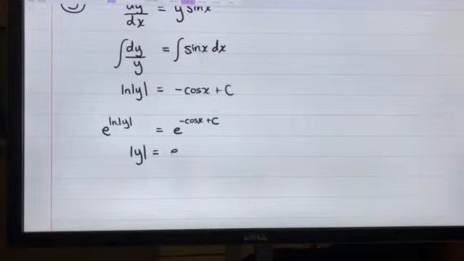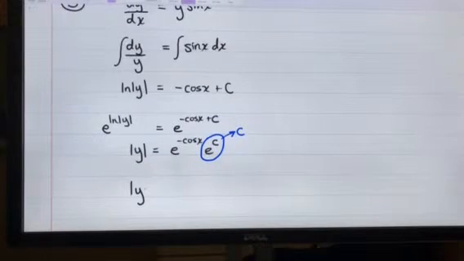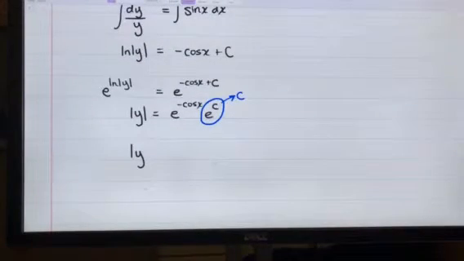And in the context of the product property of exponents, now we will have e to the negative cosine of x times e to the c. And in looking at e to the c, you have a constant raised to a constant, and a constant raised to a constant is still going to be a constant. So in making the adjustment, we have for the absolute value of y, a constant times e to the negative cosine of x.